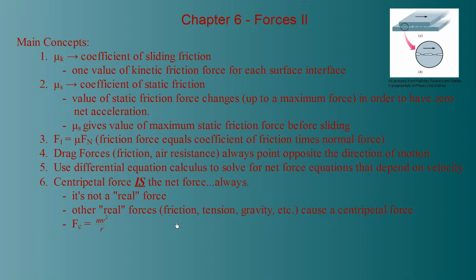There could be friction, tension, and gravity all at once acting on something, allowing it to move in a circle. All of those together will make a net force. And that net force is pointing towards the center of the circle. It's the centripetal force, and the equation for that is mv squared over r. So anyway, that's the rough overview. Let's go into each of these in more detail.